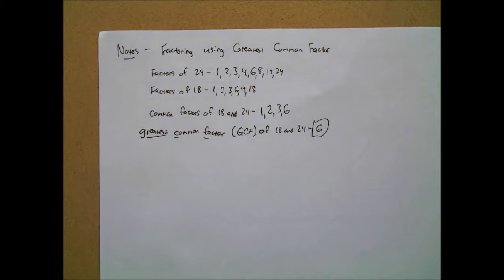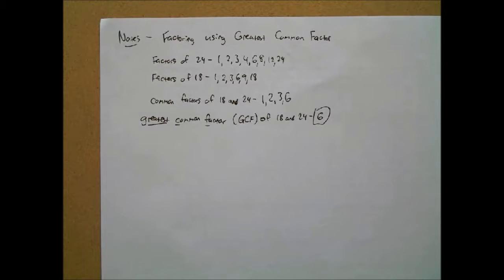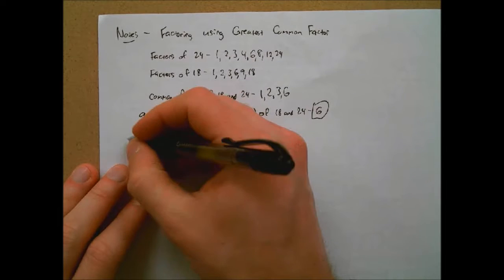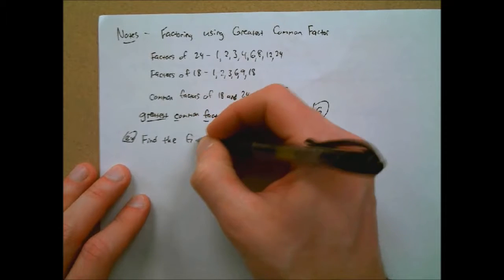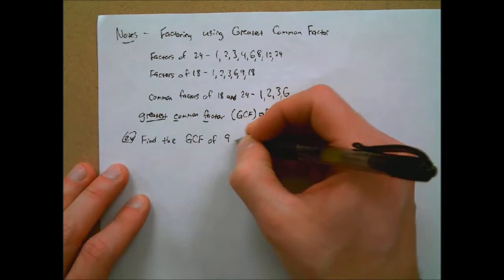Now you can see this is kind of a bit of work, because we have to first find all the factors of 24, then we have to find all the factors of 18, and then we have to decide what's the biggest number that's shared between both of those. And that's a lot of work. But that's not the only way we can do greatest common factor, okay? So let's start out with something like, let's ask another question. Let's find the GCF of 9 and 36.